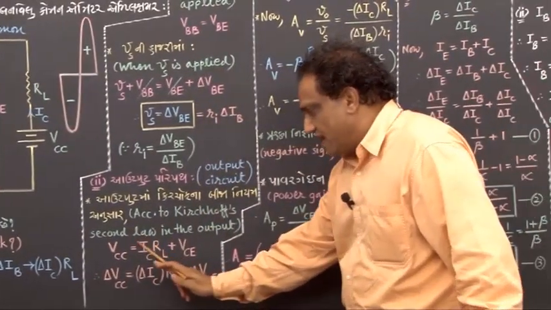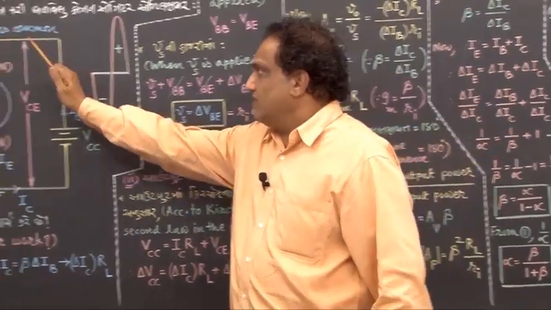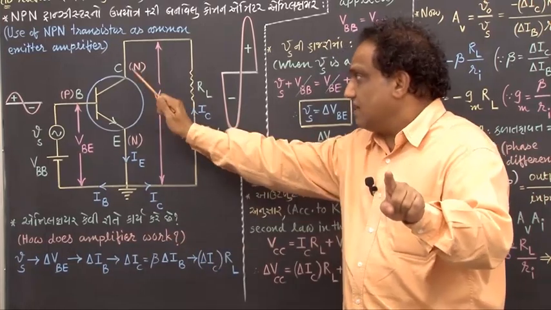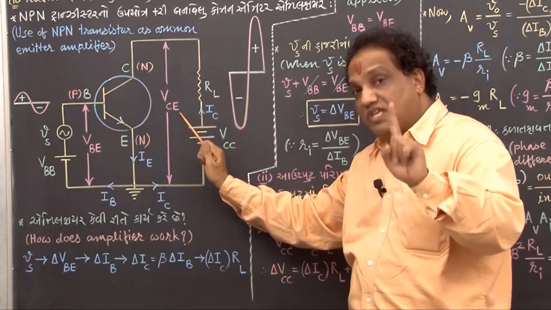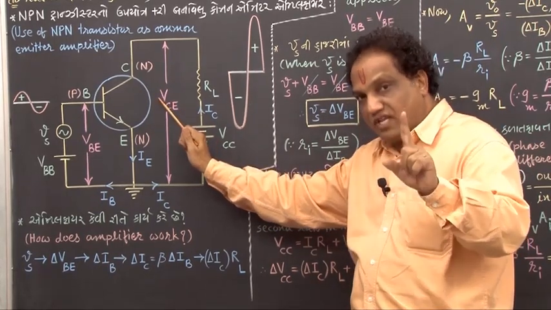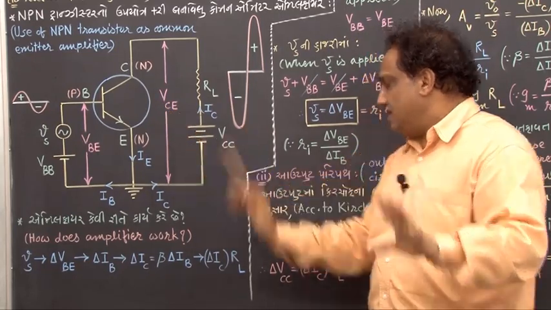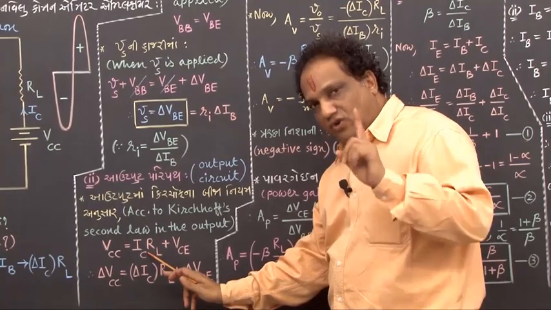So one part is obtained across RL, which is current into resistance, and the remaining part is obtained between these two points. That part is nothing but the potential difference between collector and emitter, which I am showing by the symbol VCE. The rest of the voltage is obtained here between collector and emitter, which we show by the symbol VCE. So I am writing plus VCE, correct? This is the voltage across RL.